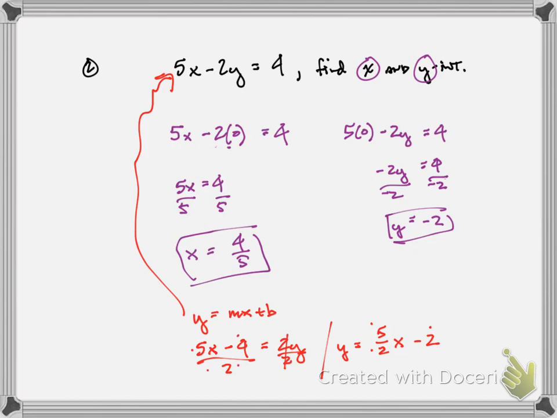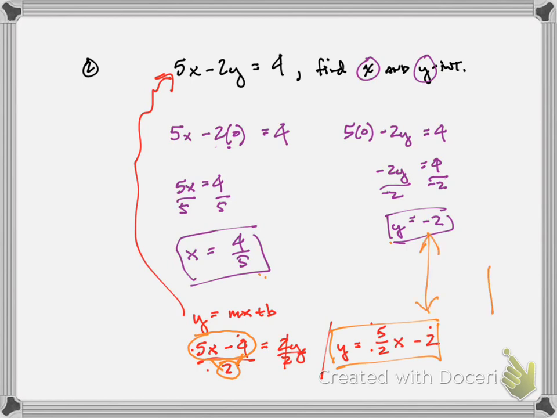If you have a binomial, let me circle that, binomial, 2 terms, divided by a monomial, 1 term, you can divide each term, in this case by 2, and I've got my slope-intercept form. Well, from the slope-intercept form, you could also find your x and y-intercepts. Notice your y-intercept is negative 2.